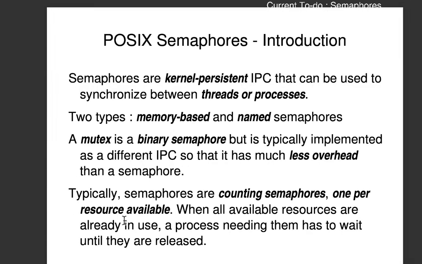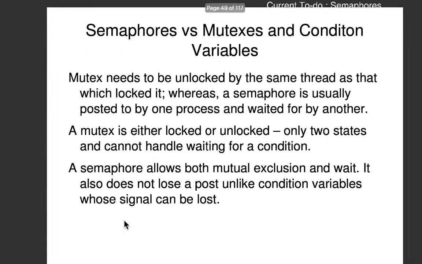What I would say in the slides though, it says the differences between them: a mutex needs to be unlocked by the same thread as that which locked it, whereas a semaphore is usually posted to by one process and waited for by another. That's cool because semaphores are not binary and they are a number. It allows both mutual exclusion and waiting, and also supports things like condition variables.